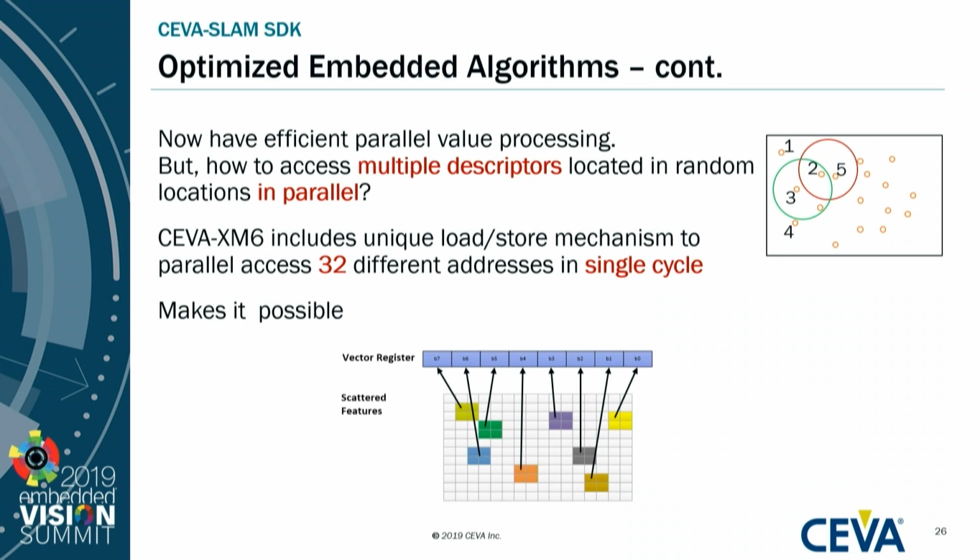CEVA XM6 can solve this problem. CEVA XM6 includes a unique parallel load store mechanism to load 32 different addresses in a single cycle.